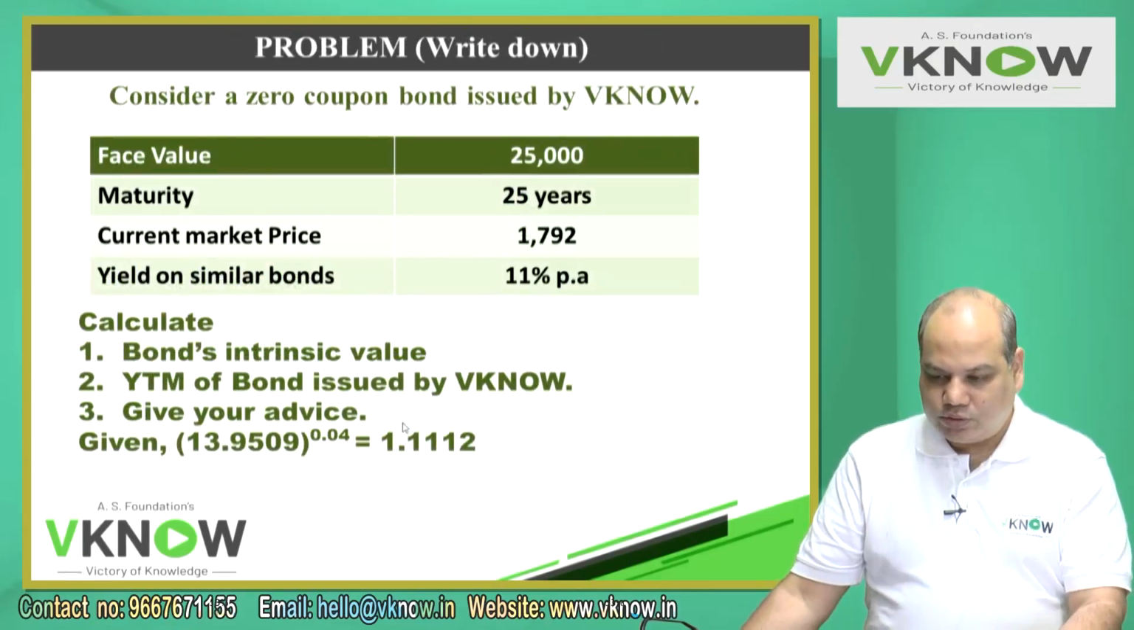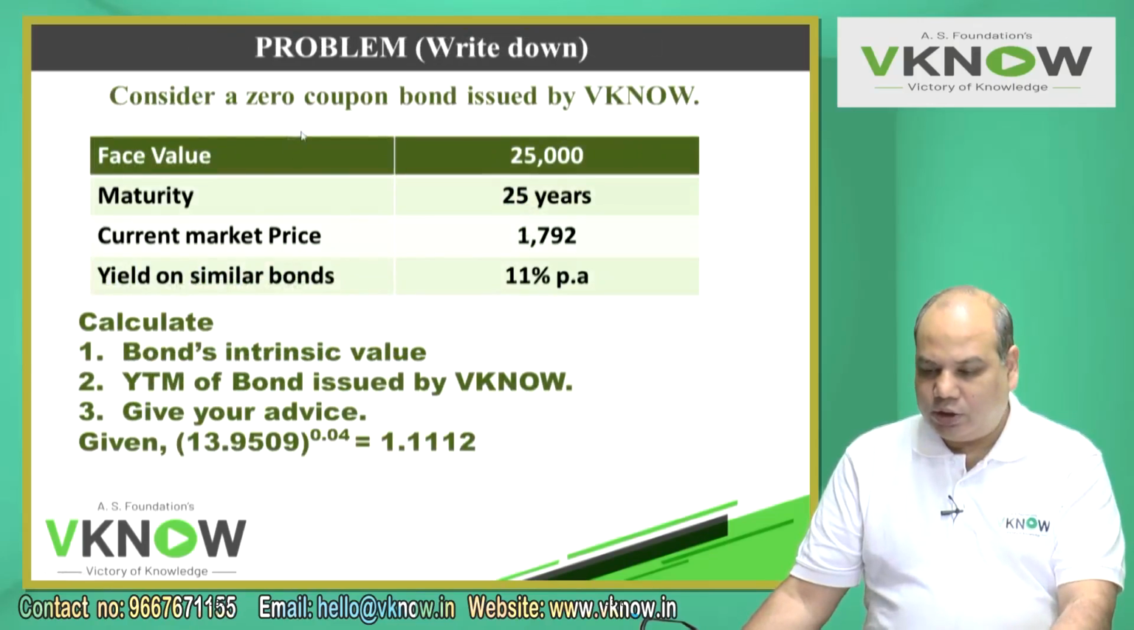Write down one more question. On zero coupon bond, I will give you one more practice. Please write down the question. Consider a zero coupon bond issued by we know, victory of knowledge. Face value rupees 25,000. Maturity 25 years. Current market price 1792.